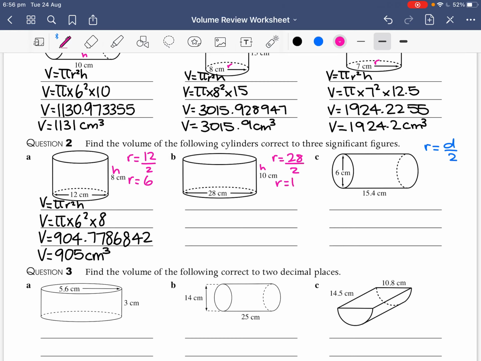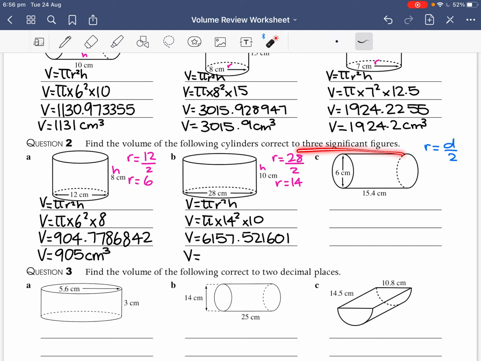For our next one, we have a height of 10 and we have a radius of 28 divided by 2, so our radius will equal 14. So we put this into our same formula of volume equals pi r squared H. So volume will equal pi times 14 squared times our height of 10, which is 6,157.521601. So volume equals, to 3 significant figures, 1, 2, 3. So this 7 will round up the 5 to be a 6. So it'll be 6, 1, 6, and that 7 will turn into a 0 centimeters cubed.